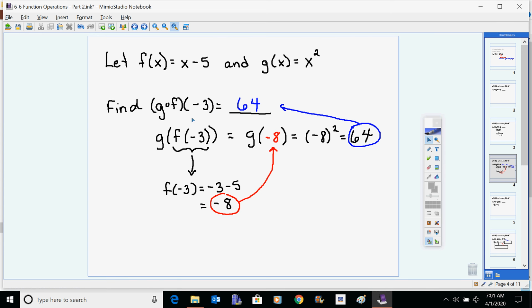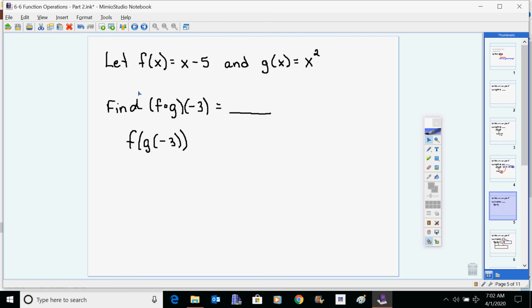As long as you do your steps, the actual calculations aren't so bad, but you have to know what to do and in what order. First you rewrite it, then you do this function, take what you got, plug it into the other function, and you've got your answer. Let's see what happens when we use the same functions, but you reverse the function order.